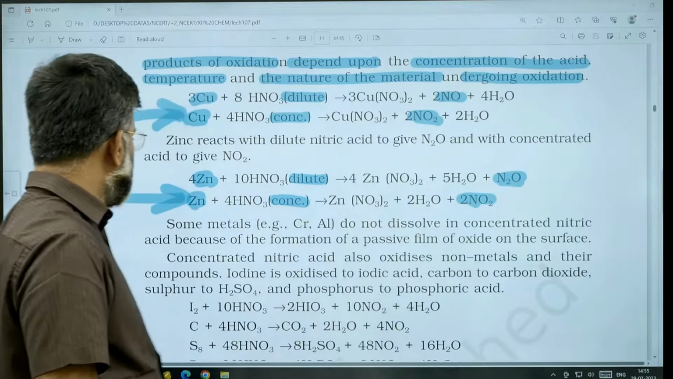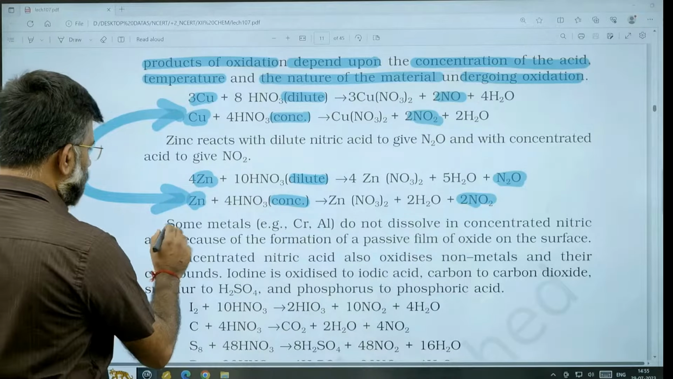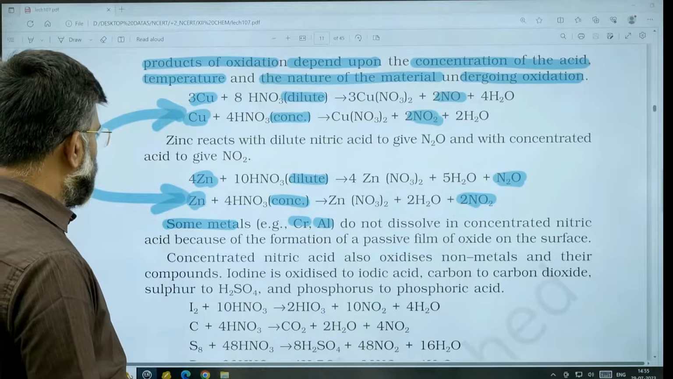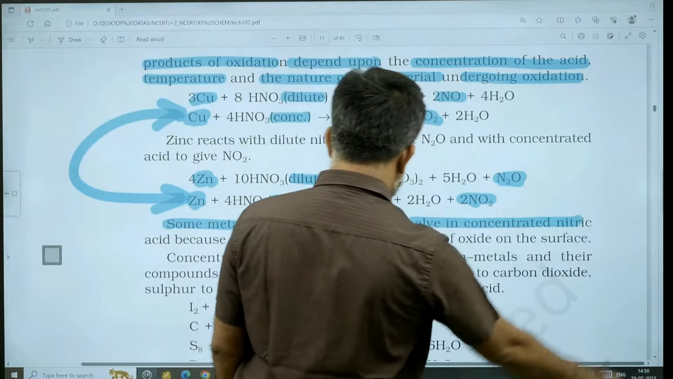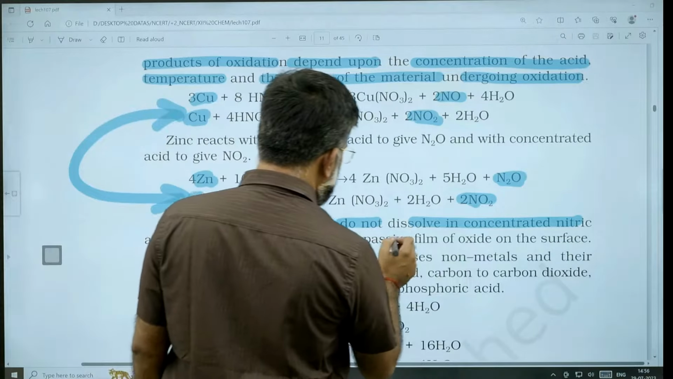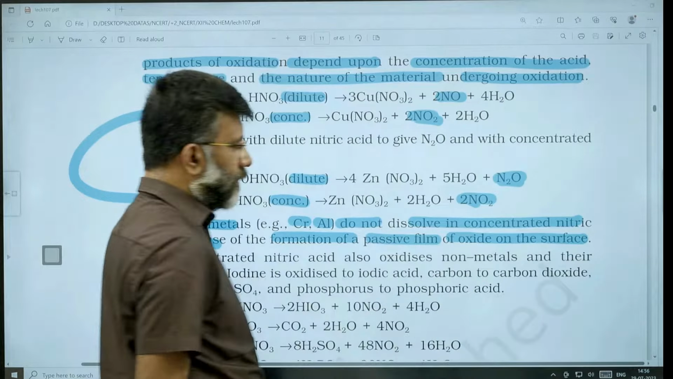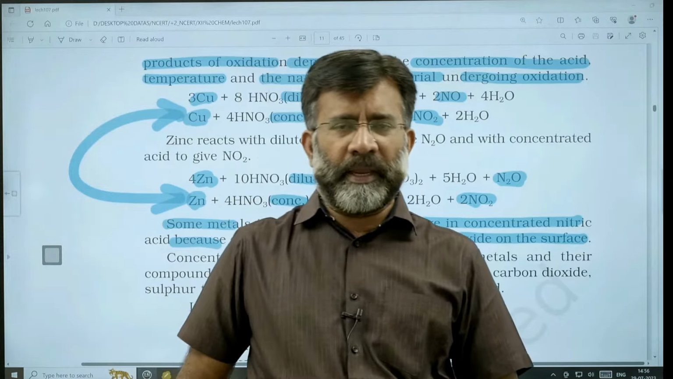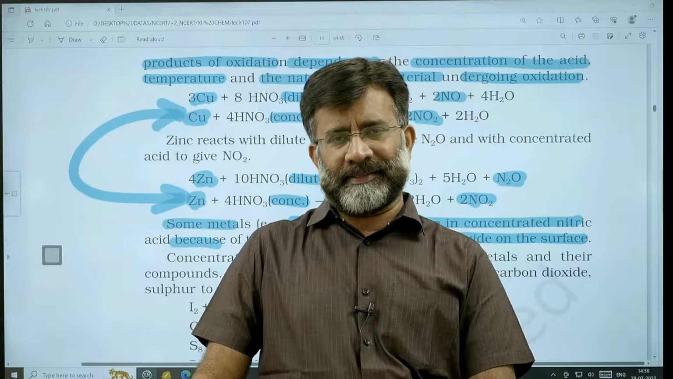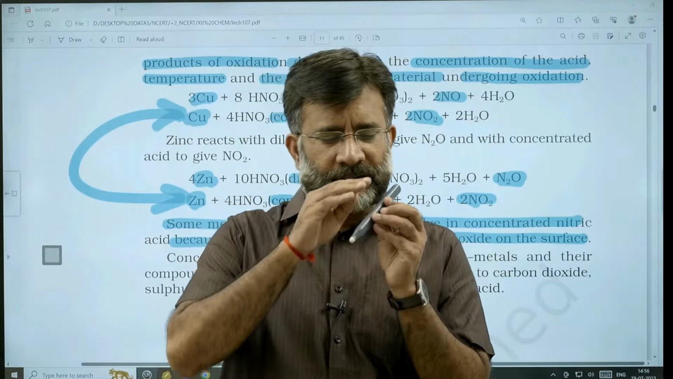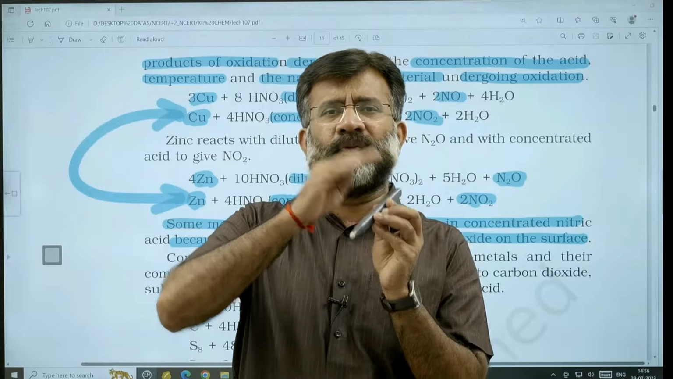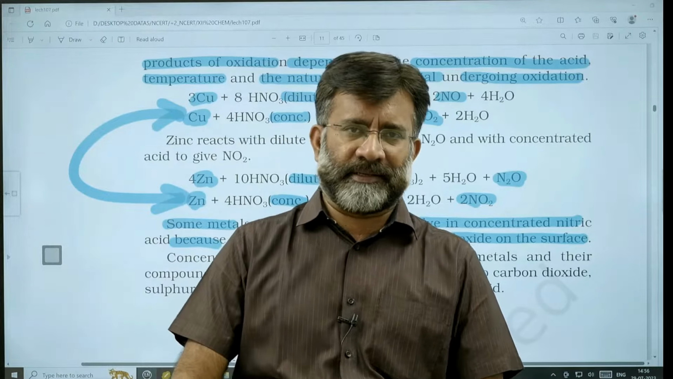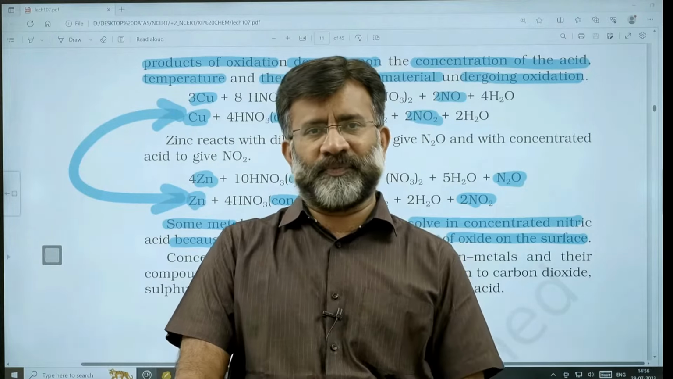That is the point. Now, some metals like chromium, aluminium, beryllium, etc. do not dissolve in concentrated nitric acid because of the formation of a passive film of oxide on the surface. They are made passive with the concentrated nitric acid. Aluminium is made passive with the concentrated nitric acid. As it is interacting with the concentrated nitric acid, a thin film of oxide layer is formed on the surface, and that prevents subsequent oxidation, subsequent reaction. That's how aluminium is made passive. Okay.